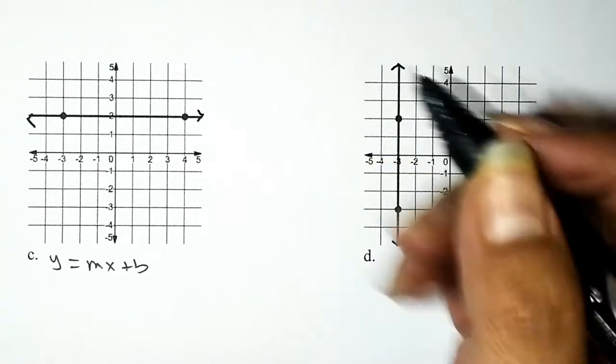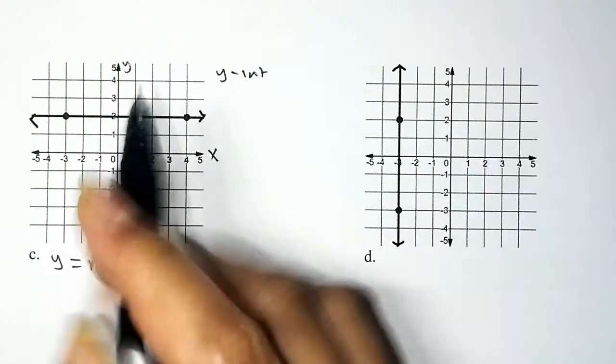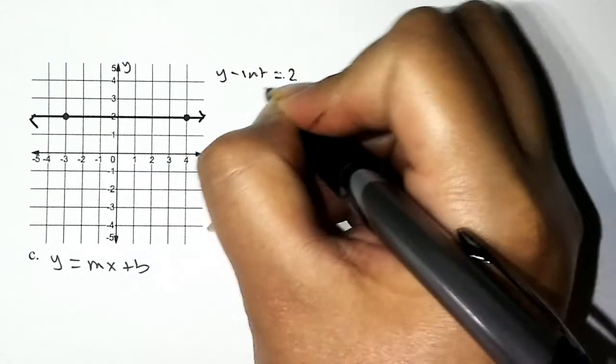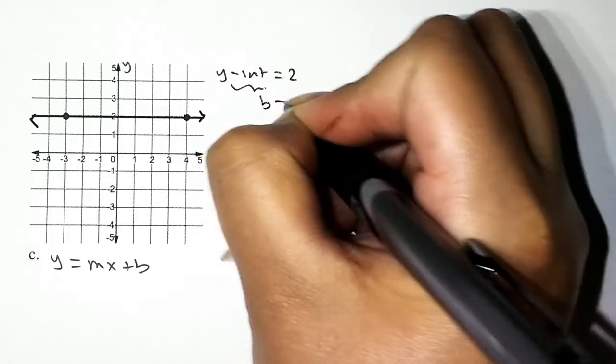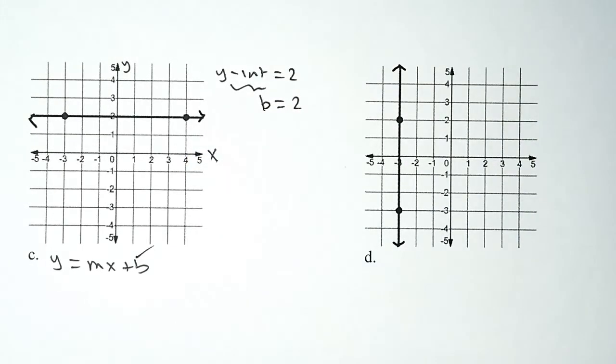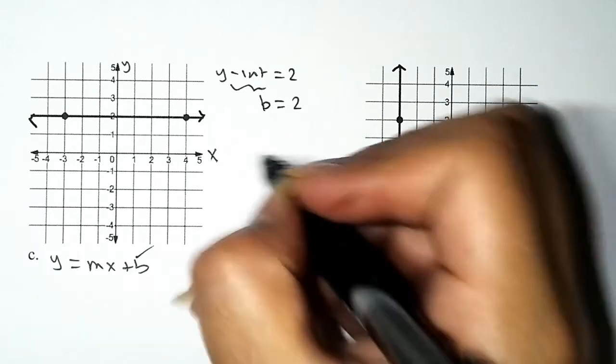So in this case, what is the y-intercept? The graph intercepts the y-axis at 2. So our y-intercept is at 2. In terms of the variable, it's b. b represents the y-intercept. Now we have to find the slope. So let's identify the slope.